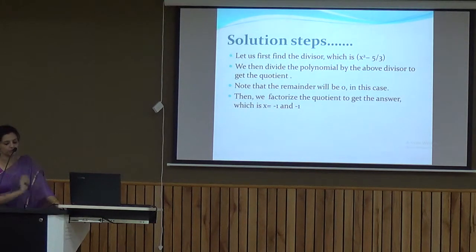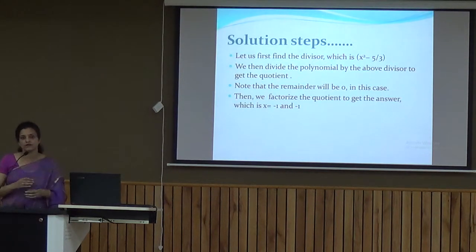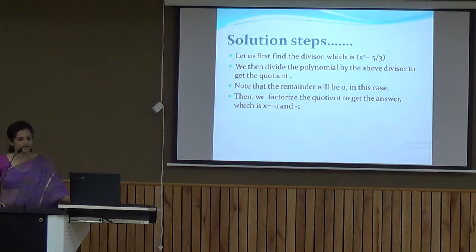Then we factorize the quotient to get the answer, which is x equal to minus 1 and minus 1. See, both the factors are the same. Now remember, when both the factors are the same, one common error that students make is that, because the factors are same, they simply write x equal to minus 1. No, you need to write all the values even though they are same.